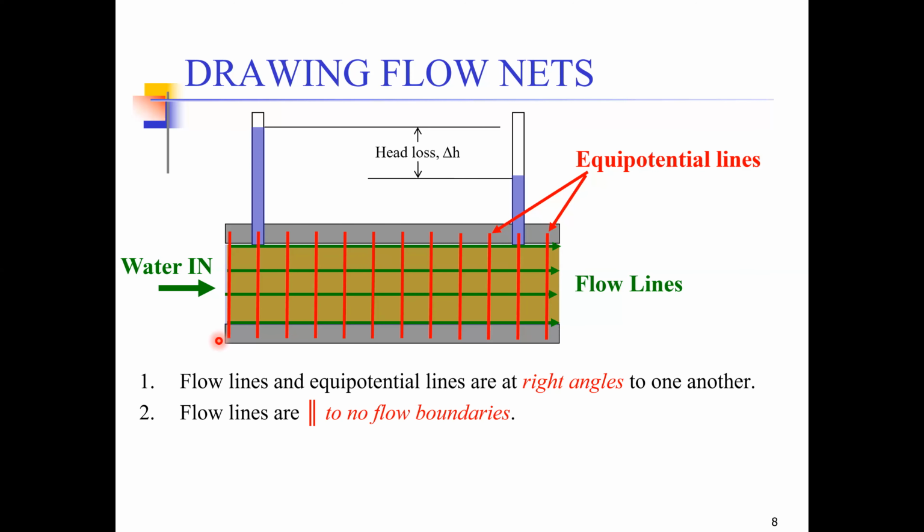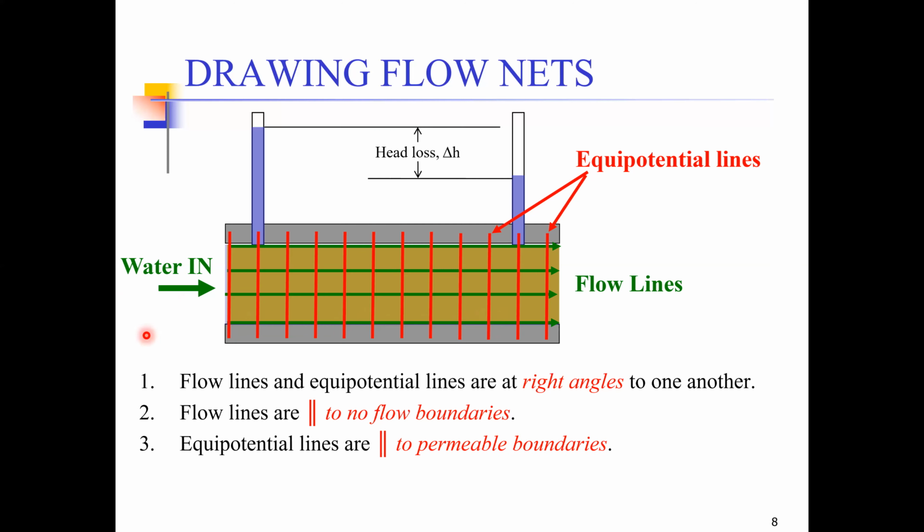Second principle is that the flow lines are always parallel to the no flow boundaries. Now, what do we mean by the no flow boundaries? It should be obvious that this edge, which is representing the pipe surface, is a no flow boundary, or the impermeable boundary, because the water cannot flow across this surface. So because this is the no flow boundary, our flow lines are always going to be parallel to the no flow boundary, as you can observe from this figure as well.